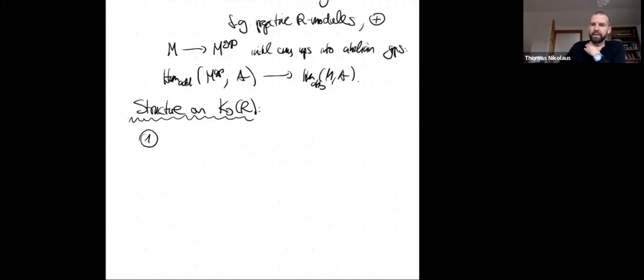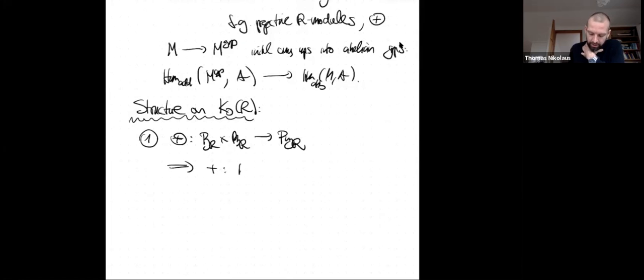And let me maybe say that in a somewhat categorical way. So we have this map plus, which goes from proj R cross proj R to proj R, this functor. And this actually induced, on iso classes, the monoid structure, which then after group completion led to the addition on this K_0 R. Okay, so in general, K_0 R is just an abelian group.